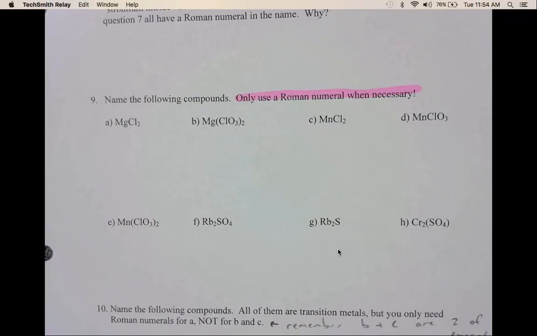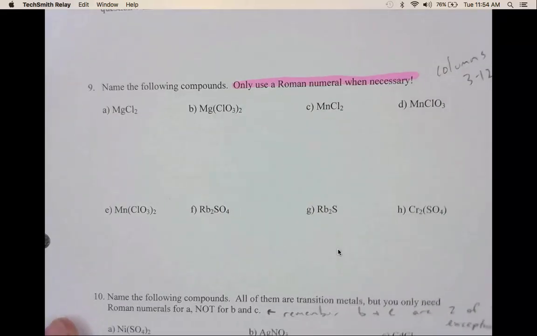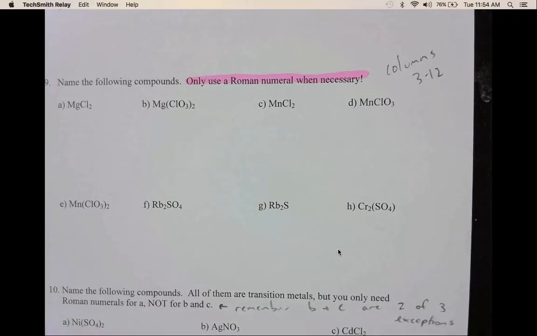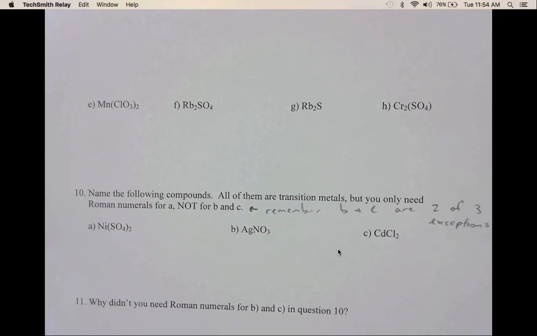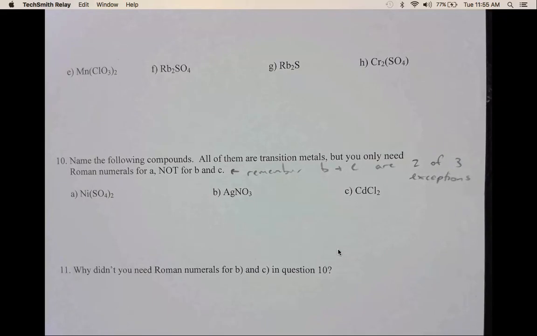Question 9. Remember when you're working on question 9 to only use Roman numerals when necessary. We only use Roman numerals when the element is in columns 3 through 12. So do not use Roman numerals unless it's actually a transition metal. And then question 10. In question 10, you're naming the following compounds. Remember, you do not need Roman numerals for B or C because they are 2 of the 3 exceptions that are on the front page. Remember, accelerated students have it memorized, CP will be given to you. So use those charges when you are figuring out the names. That will also help you with question 11.